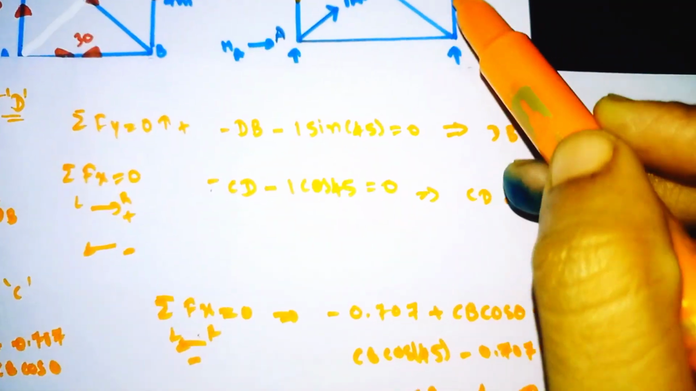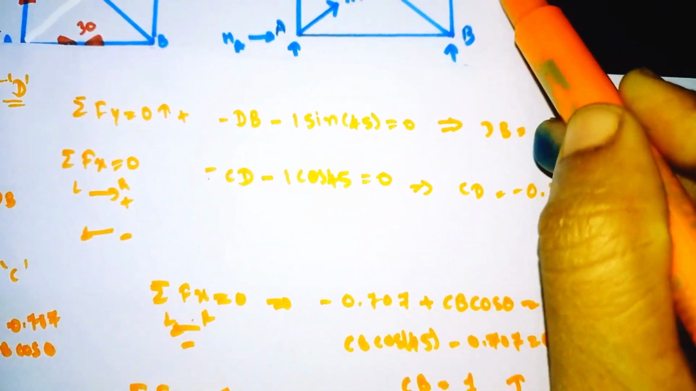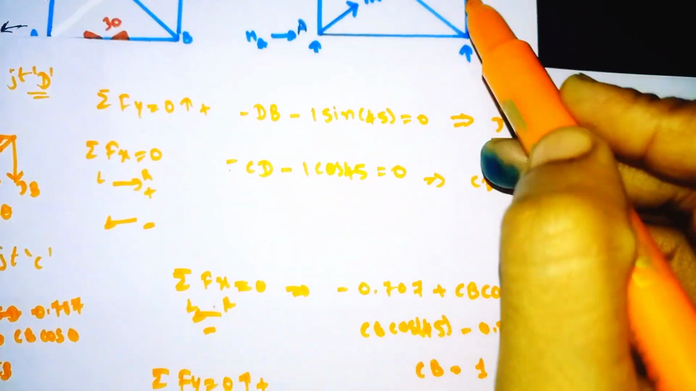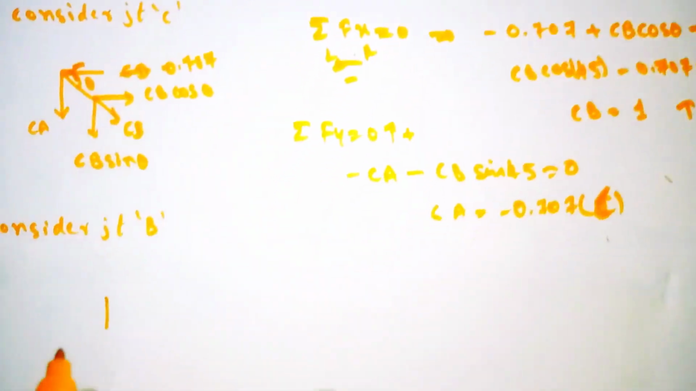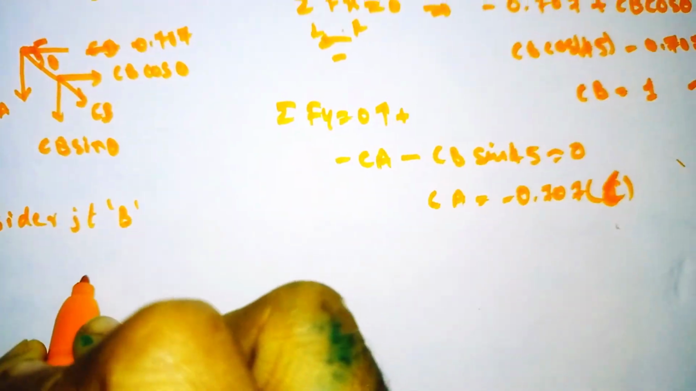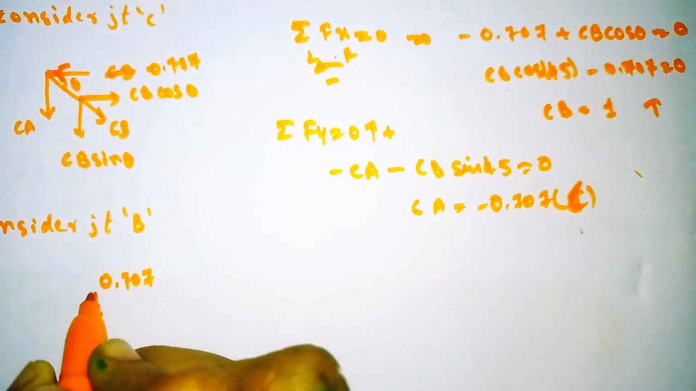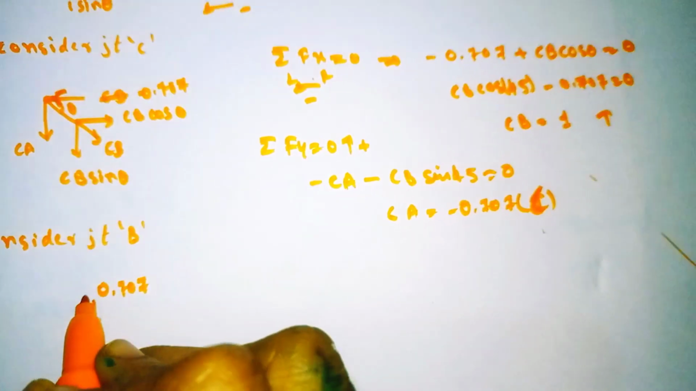See here, one force is coming, minus 0.707. So it has the value of minus 0.707. Minus means it is coming towards the joint, so towards the joint B. The symbol itself says it is negative, so we don't need to write the negative symbol here.